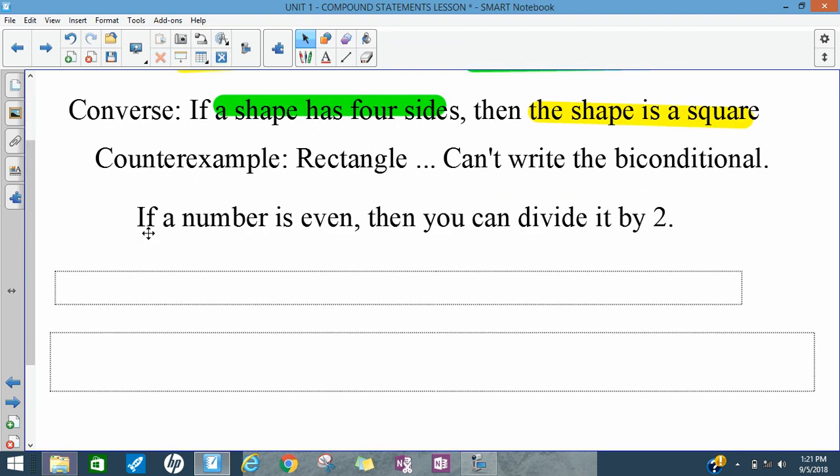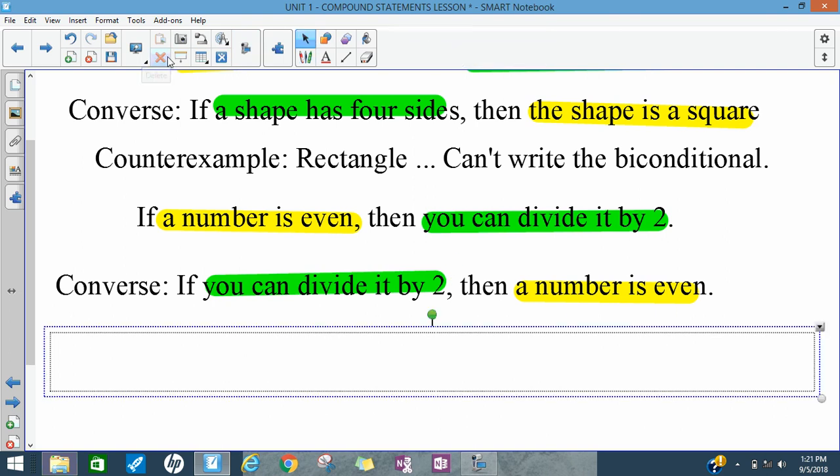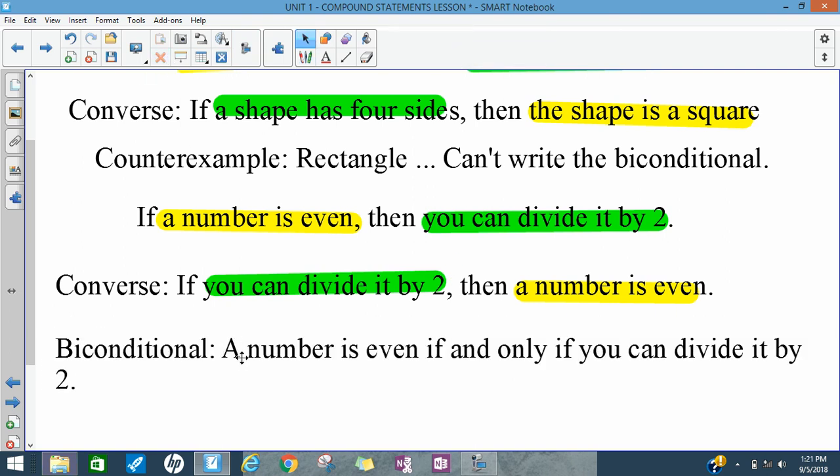Let's try another one. If a number is even, then you can divide it by 2. So a number is even is P. You can divide it by 2 is Q. Let's switch those two to write the converse. If you can divide it by 2, then a number is even. And both of those statements are true. If a number is even, then you can divide it by 2. And also, if you can divide a number by 2, then it's even. Both of those are true. So we can write this biconditional: a number is even if and only if you can divide it by 2.